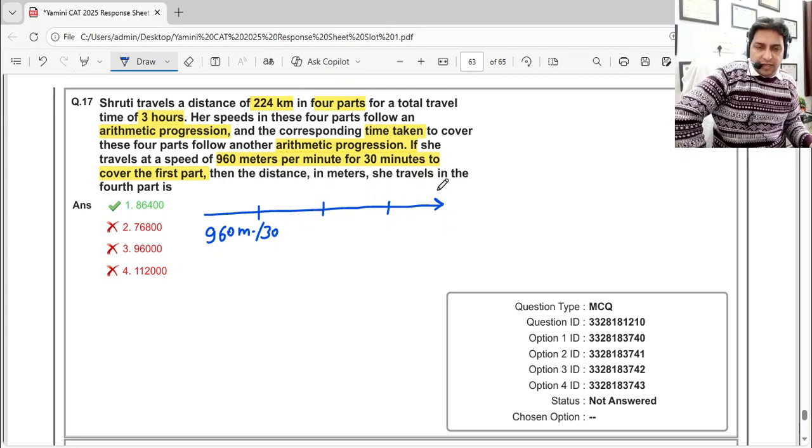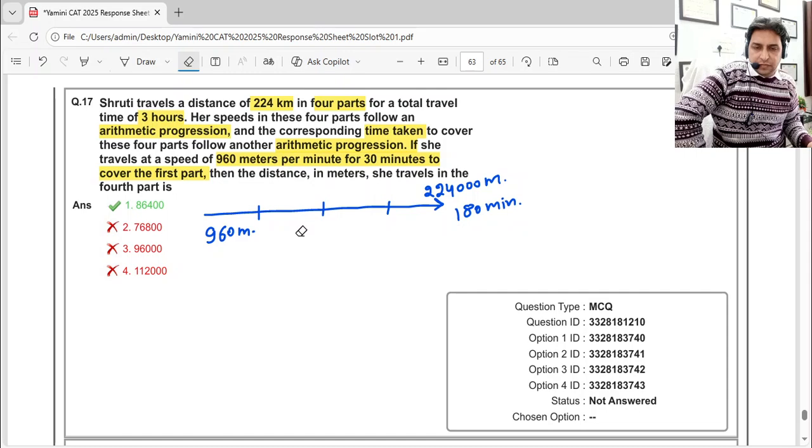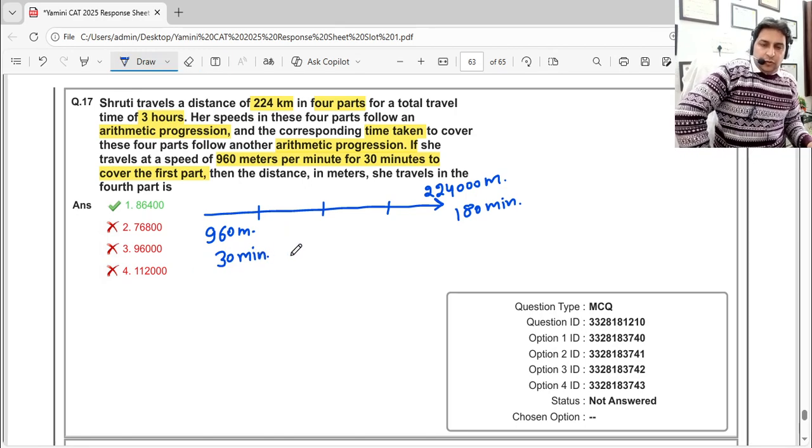And the total we have is 224 kilometers. So let's make it into meters: 2,24,000 meters, in a 3-hour journey. So in the first part, 30 minutes she moved. Total time is 3 hours, that means 180 minutes. So that is going to be an arithmetic progression, right? Let's write it down here. So this is the A term.